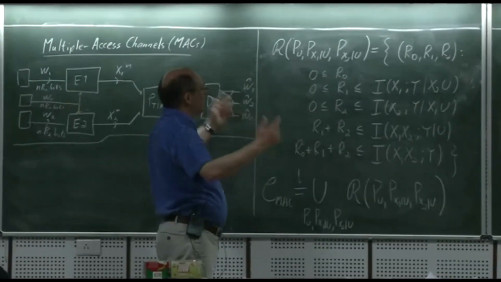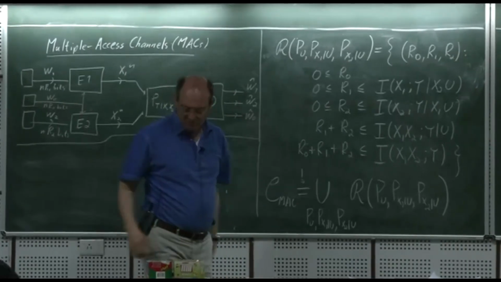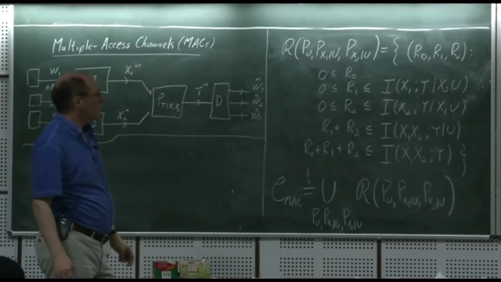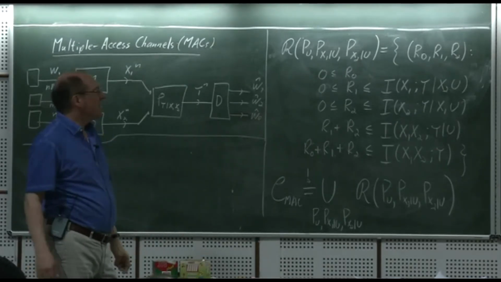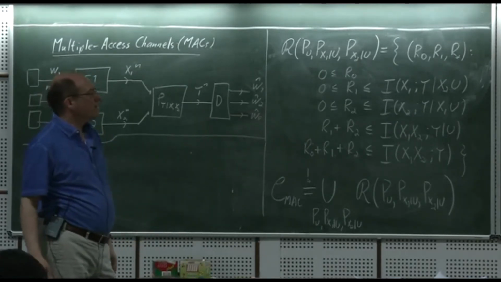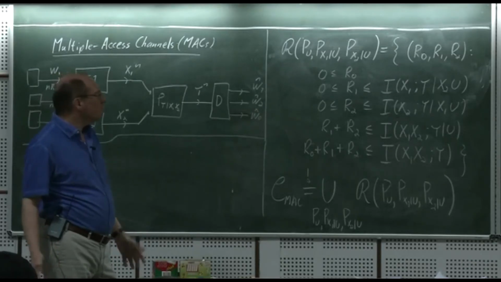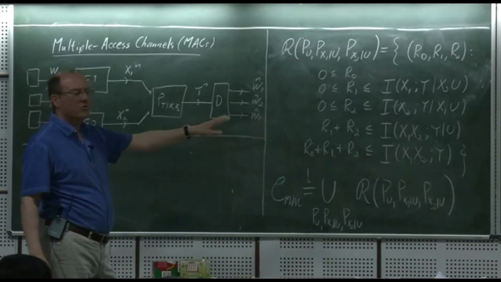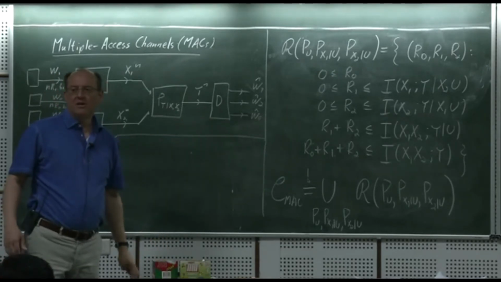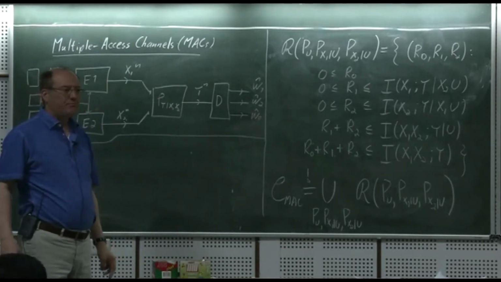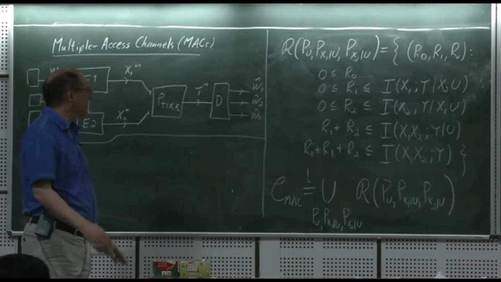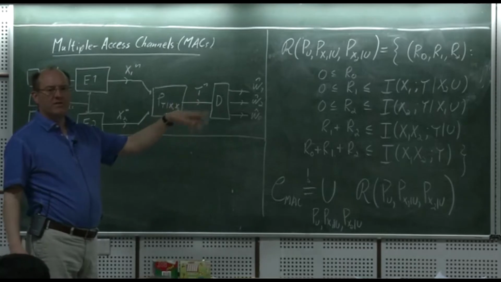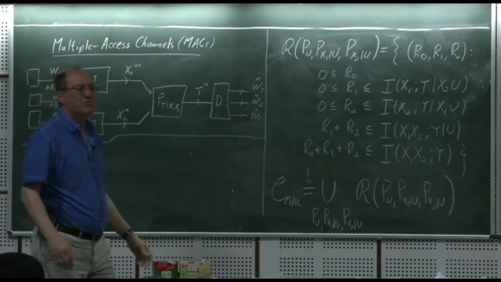So that's our first accomplishment for the MAC: this region is achievable. What we'll do after the break is show, maybe I'll do an example first, but then we'll show also that this is the capacity region. We're using standard bounds, nothing fancy. What will be more interesting will be the examples, especially the Gaussian examples we'll look at.